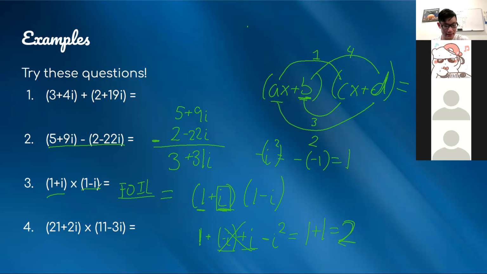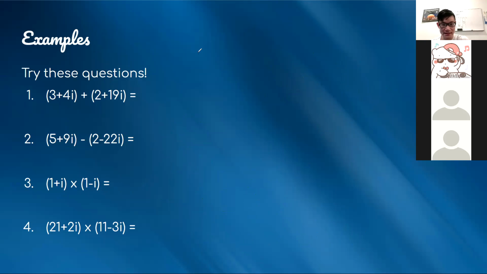So does everyone get this multiplication? This is probably one of the most confusing things we'll do with complex numbers. So if you guys understand this, that would be perfect. Any questions? Anyone?